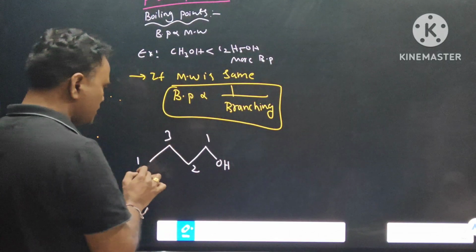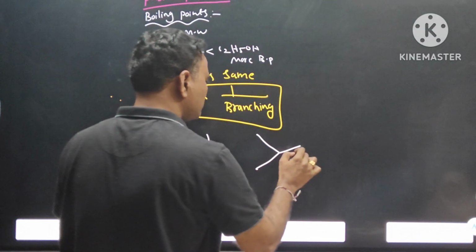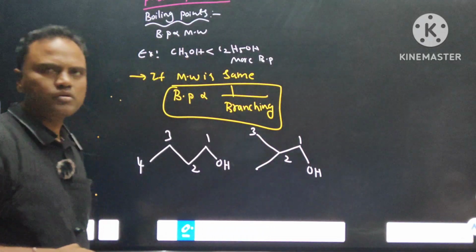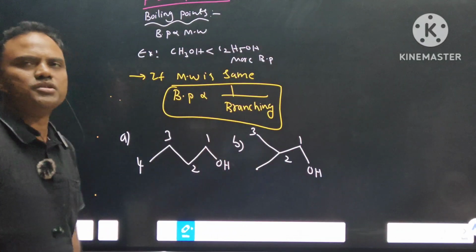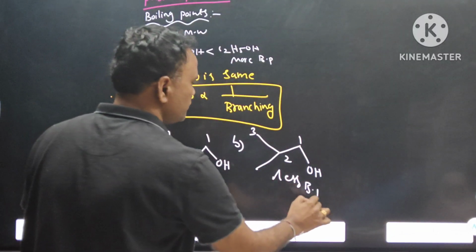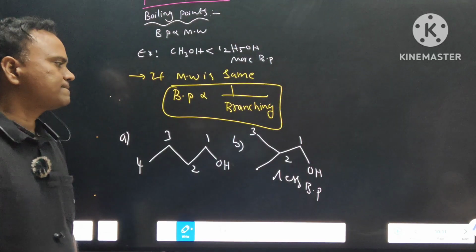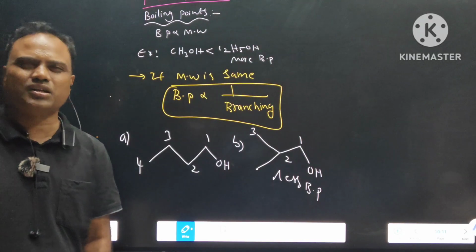N-butanol or n-butyl alcohol, and isobutyl alcohol. In the second case, branching is more. When branching is there, the boiling point is less.